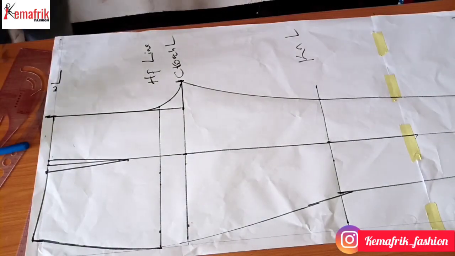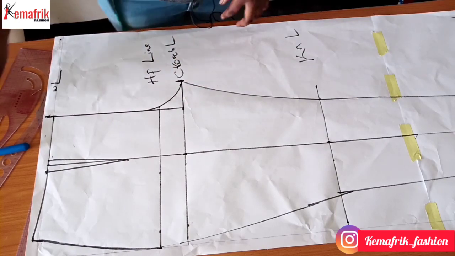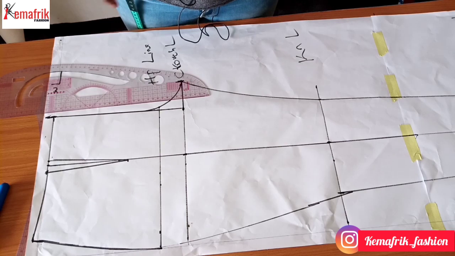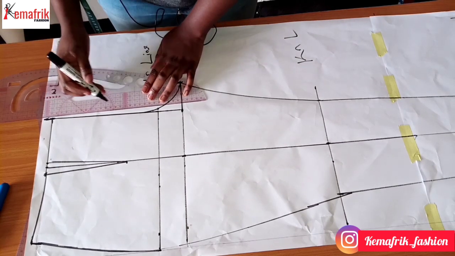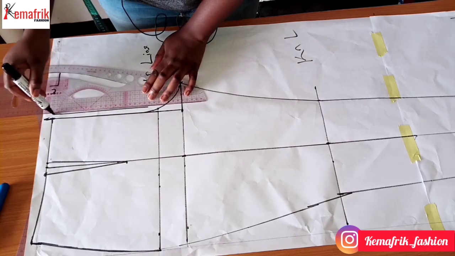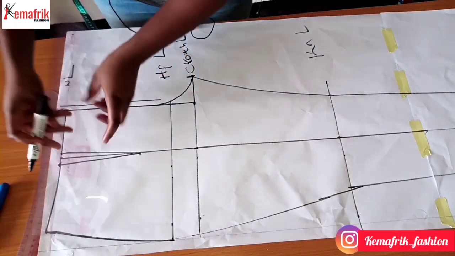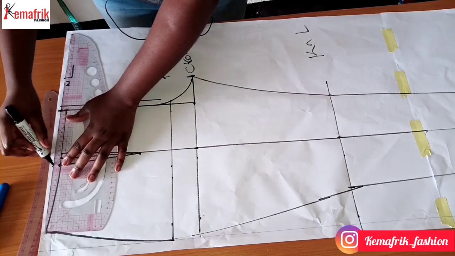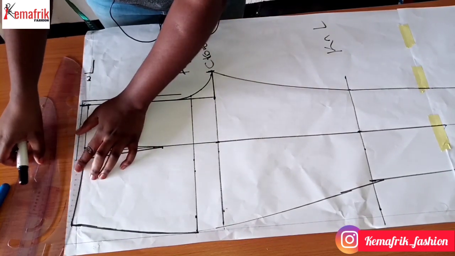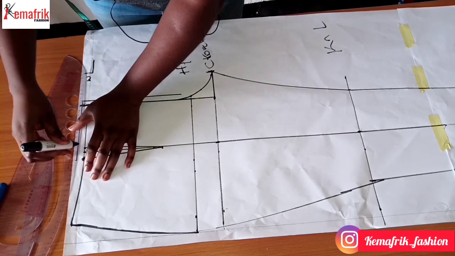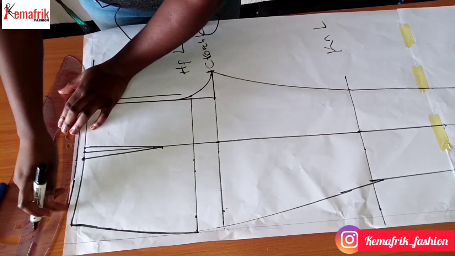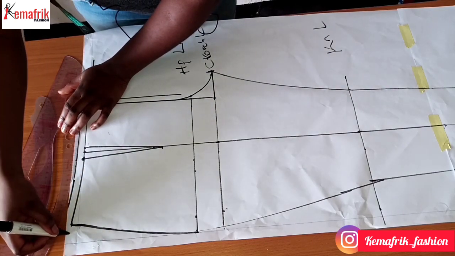So now I'm done tracing this pattern on another paper for the back. The next thing I'll be doing is to add allowances, half an inch allowance all through the front pattern, this pattern. So just take your tape and measure half an inch. I'm a little bit short of paper here, but when I'm cutting, I know what to do.